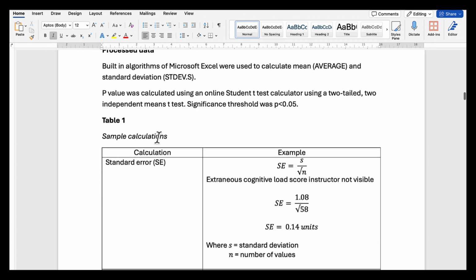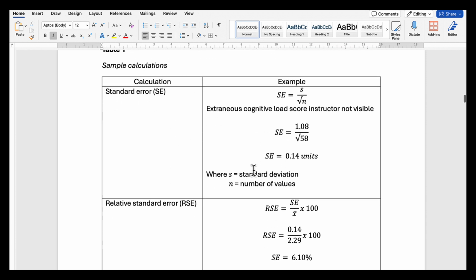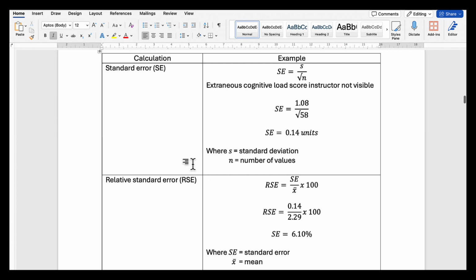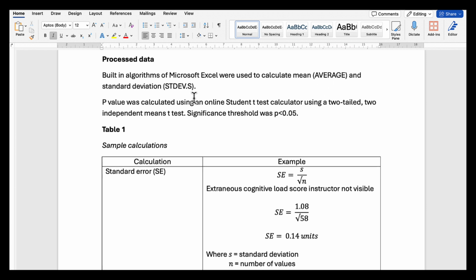Right, and so I think as a general rule, I show a sample calculation for things that you had to do manually, right? So for average and standard deviation, I just make this statement here saying that you use the built-in algorithm in Microsoft Excel, and I just said what that function was. Then I think it's really important here to say with the p-value how you calculated that. So student t-test calculator, two-tailed, two independent means t-test, something like that, and then also state what the significance is.